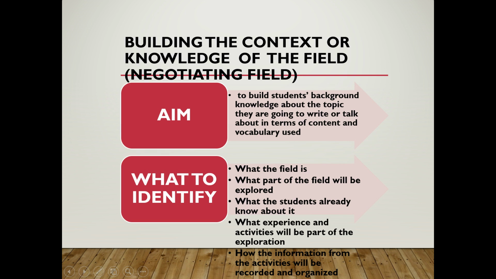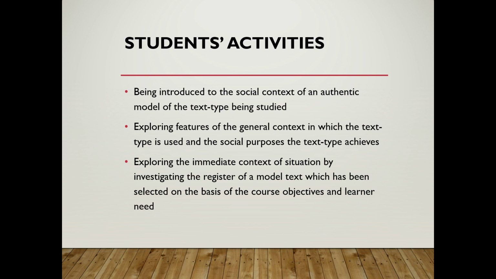What to identify: what the field is, what part of the field will be explored, what the students already know about it, what experience and activities will be part of the exploration, and how the information from the activities will be recorded and organized. Okay, and then your activities as students are being introduced to the social context of an authentic model of the text type being studied, exploring features and the general context in which the text type is used and the social purpose the text type achieves.